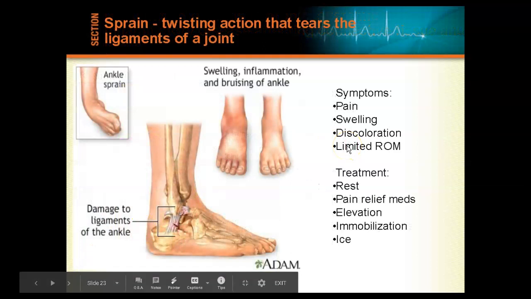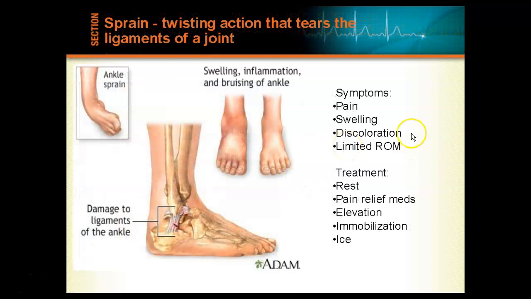All right, so a sprain, most of you guys have probably had a sprain. The definition of a sprain is twisting action that tears the ligaments of a joint. So you may have heard before if you sprained an ankle or arm or something that a sprain can sometimes be worse than a break, and it can sometimes take longer to heal.